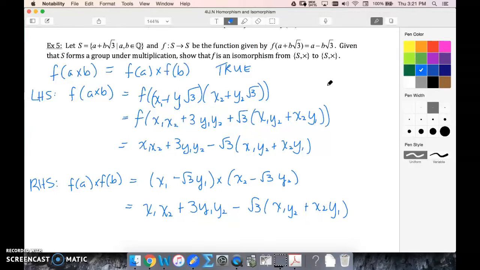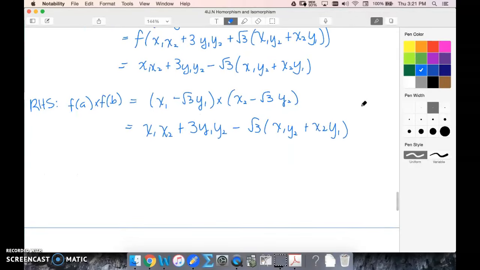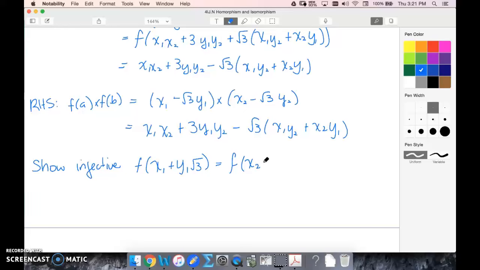So it maintains structure. Now I need to show that my function is bijective. So we can start with showing injective. And you may remember, or you may not, and you may need to look it up, but to show injective, I need to show that if f of x1 plus y1 root 3 is the same as f of x2 plus y2 root 3, then x1 equals x2, y1 equals y2. But of course, this is going to equal x1 minus y1 root 3 equals x2 minus y2 root 3. For these to be the same, x1 has to equal x2, and y1 has to equal y2.